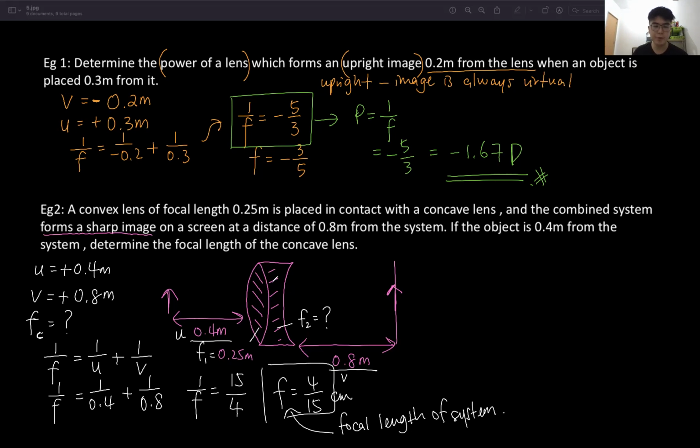Okay, so once you know the focal length of the system, we can find the focal length of the concave lens. How? 1 over F combined equals 1 over F1 plus 1 over F2. So 1 over 4 over 15 equals 1 over F1, which is given as 0.25. It's a plus 0.25. Be careful with the sign. You have to insert the sign also. If it's a concave, then you have to put negative. Plus 1 over F2.